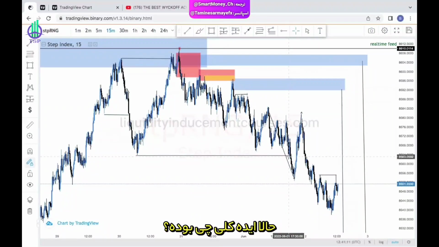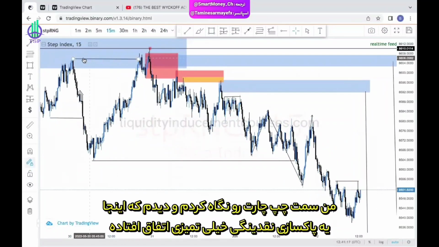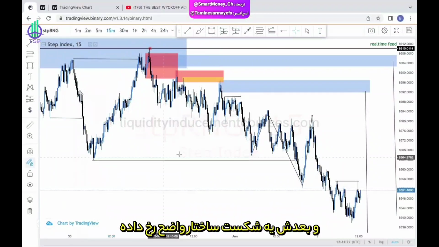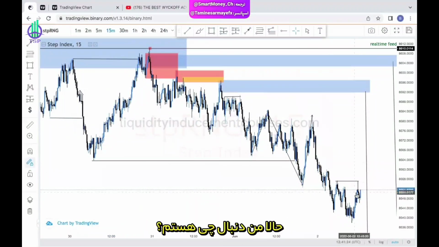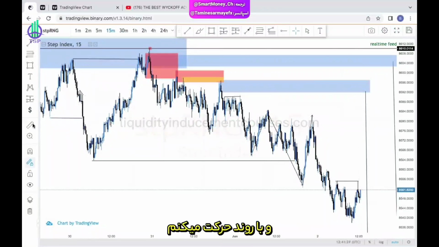A reaction of a higher time frame supply block. And then when price reacted off the block, I looked to my left and I've seen that we have a clear stop purge, and I've seen that we have a clear break of market structure. What else am I looking at? A clear return to order block to now trigger me into the trade, and I will ride with the trend.